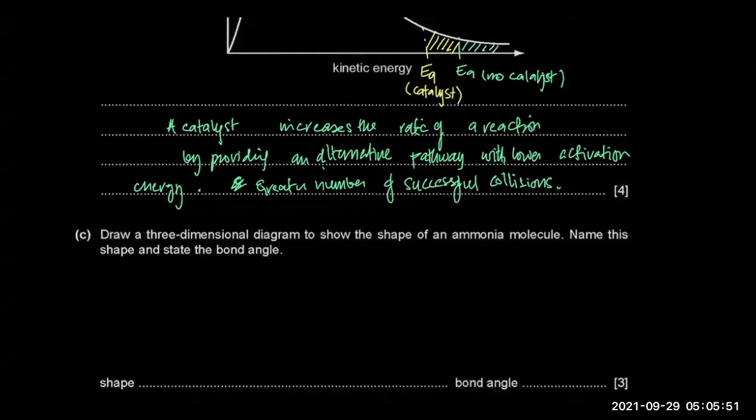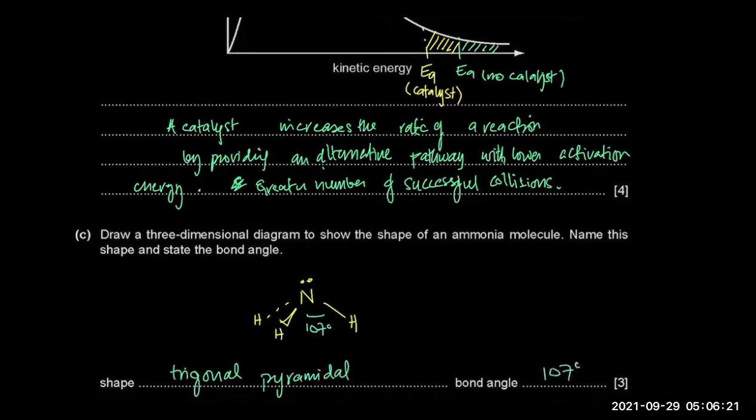Draw a three-dimensional diagram to show the shape of an ammonia molecule. What's the shape of an ammonia molecule? Ammonia has a lone pair and it has 3 bonds. So the hybridization is sp3 and the bond angle is 107 degrees. The shape is called trigonal pyramidal and the bond angle is 107 degrees.